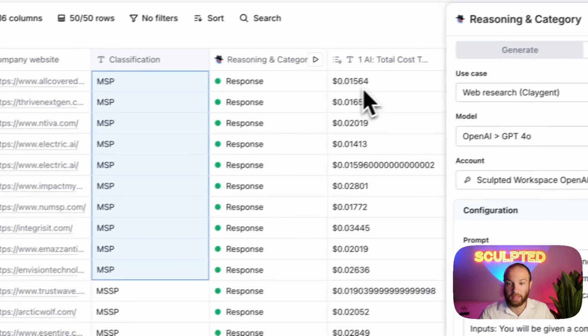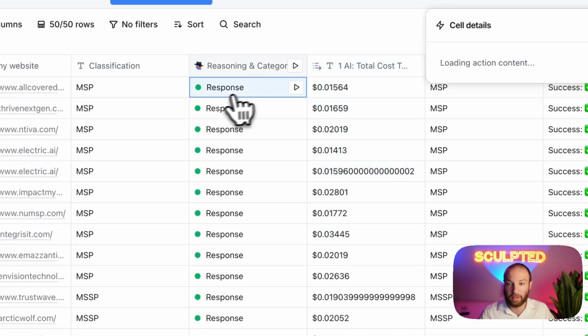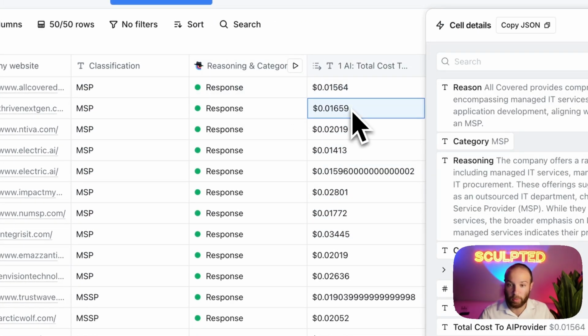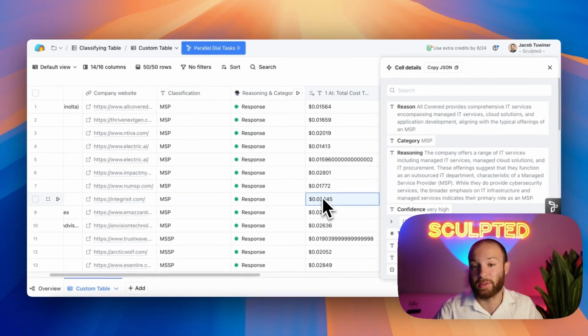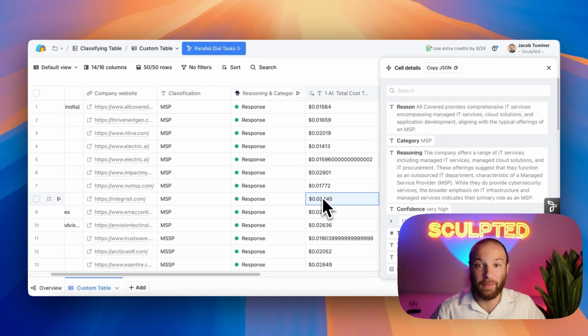And the main point is this cost column. You can see these API calls are costing 1.5 cents, 1.6 cents, sometimes 2.8 cents, or even 3.4 cents per call, which is pretty expensive. Across a data set of 100,000 records, if it's 2 cents a call on average, you're going to spend about $2,000 for the entire data set.